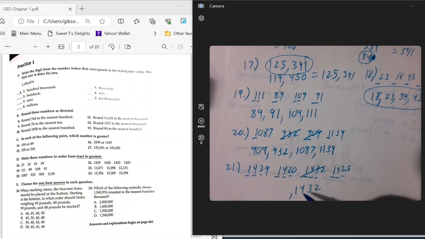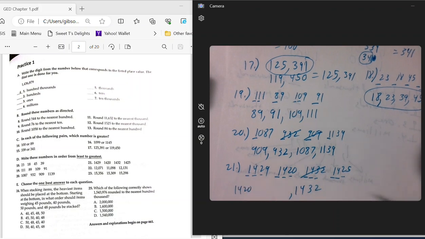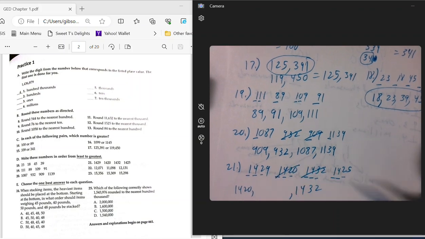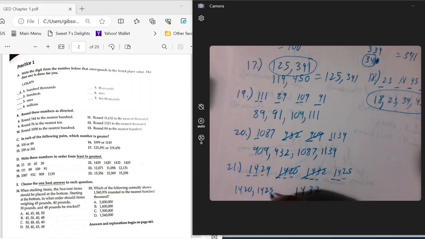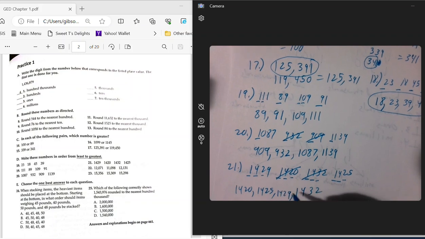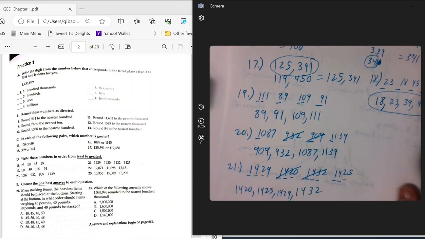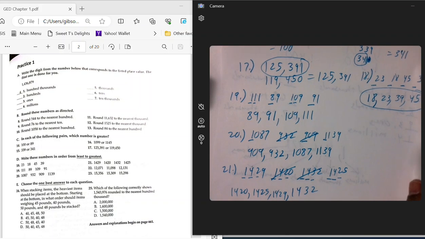So now we have to determine what our first value is. If you notice, the first 3 digits of these 3 numbers are the same. So we look at the last digit. We have 9, 0, and 5. We know 0 is the smallest, so we have 1,420. And then 5 is the next smallest, so we have 1,425. And then the third value will be 1,429. And that is the order.